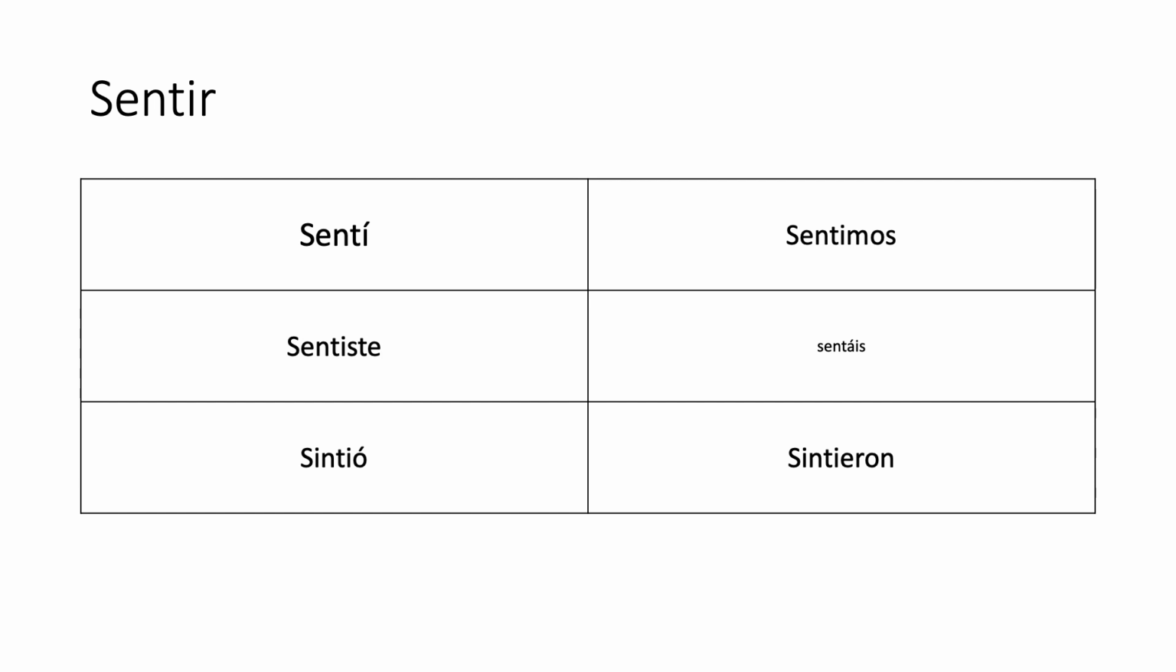Sentir, to feel. You can look at it, it's completely normal in those first two. Senti, I felt. We took off the IR, added an accented I for an IR verb. Sentiste, and also sentimos in the we form, all stay the exact same. But if you look at the he, she form and the they form, that E stem changed in the preterite tense to an I. Sintió and sintieron.